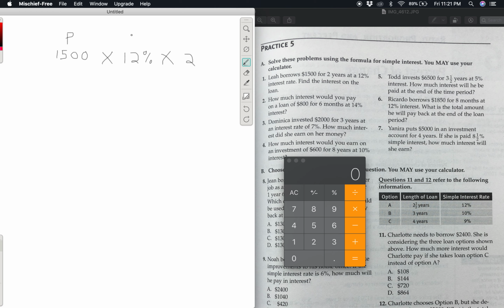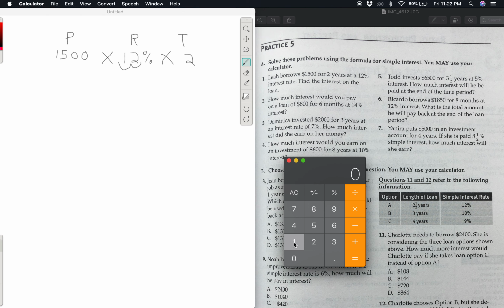So we have the percent, which is the rate, and we have time, which is two. Okay, 2 years that is. So let's go ahead and do this. 1500 times... I don't know if you guys watched the last lesson, but anytime you change a percent to a decimal, which is what you need to do here, you take the decimal, which is after the 2, and move it over twice. Now we have 0.12.